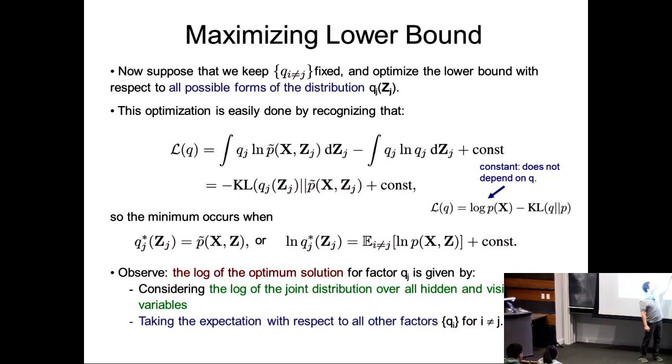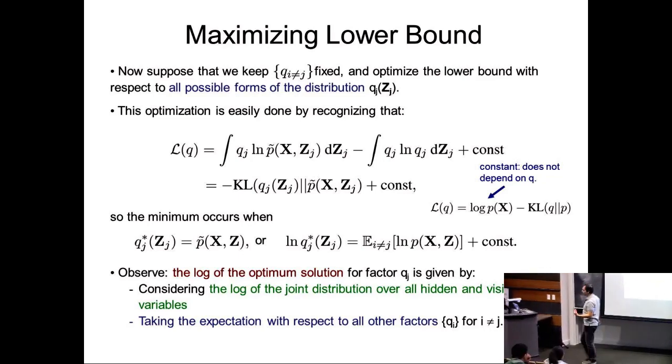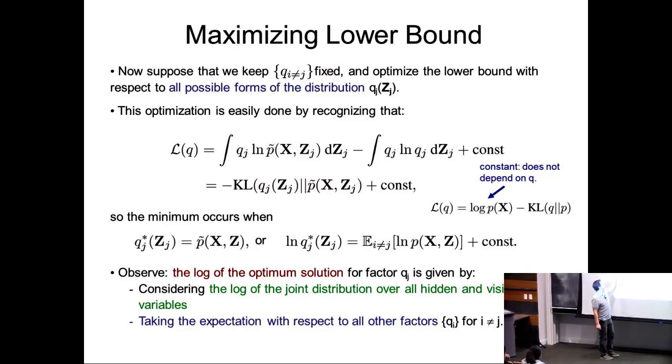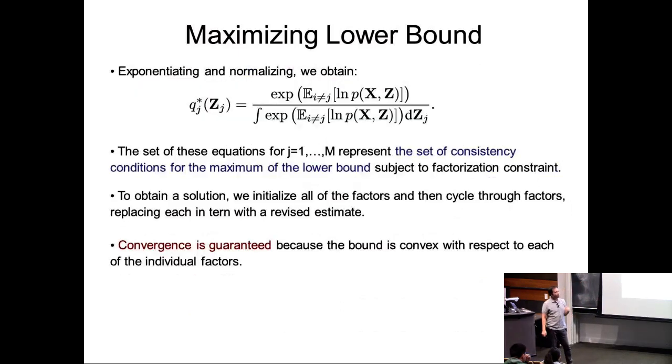Or I can take the logs and say the log of Q is equivalent to this thing, which is something that I can compute, plus some constants. Obviously, Q has to be a normalizable function. In fact, sorry, it shouldn't be the same. It should be proportional, because both of these are distributions. So the log of the optimal solution for factor Q_j is given by the log of the joint distribution of all hidden and visible variables, taking an expectation with respect to all the other factors Q_i. You take an expectation with respect to all the other variables, look at the log of the joint, and that gives the optimal definition of the Q function. Then you can exponentiate and normalize, and you get the optimal Q distribution.